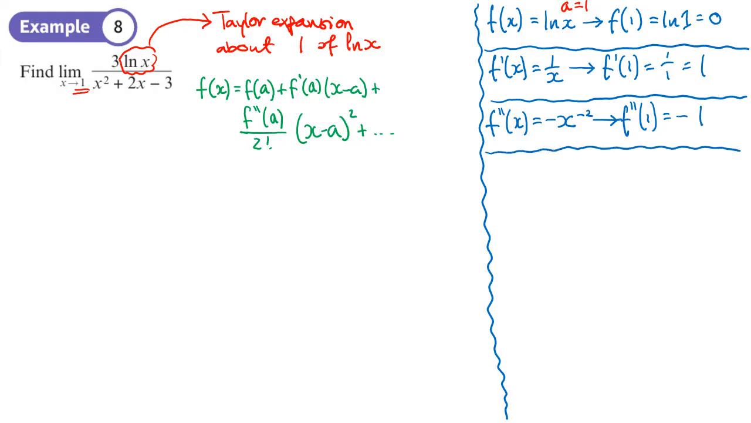And then we'll just do the last one, the third derivative. So that will be 2x to the minus 3. We'll evaluate that at 1. So that just becomes 2. So these are the numbers we're interested in. Let's just highlight them: 0, 1, -1, 2.